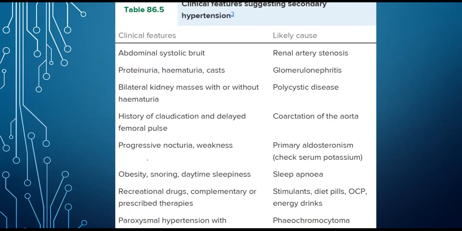The important clue to diagnosis of this secondary hypertension is important. Like when you think about renal artery stenosis, if in the stem they say that the patient has got an abdominal bruit or a renal bruit, that's likely to be a renal artery stenosis. If the patient has proteinuria, hematuria, RBC cast, likely to be glomerulonephritis. If the patient has got a kidney mass with or without hematuria, and maybe a little bit of family history of such condition, that's polycystic kidney disease. Delayed femoral pulse, or you can say radiofemoral delay, likely to be coarctation of aorta.